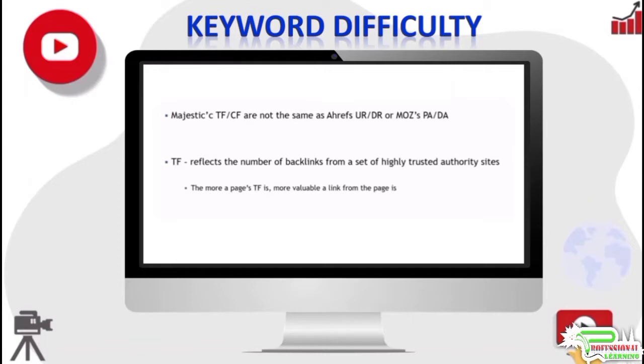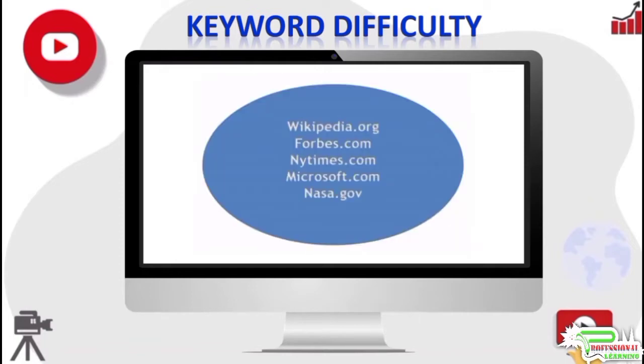Majestic has a seed set of highly trusted websites like Wikipedia, Forbes, New York Times, Microsoft, NASA, and others like them. This way of looking at the internet divides websites into several categories, with a seed set of highly trusted websites. These sites are like the gold standard of the internet.